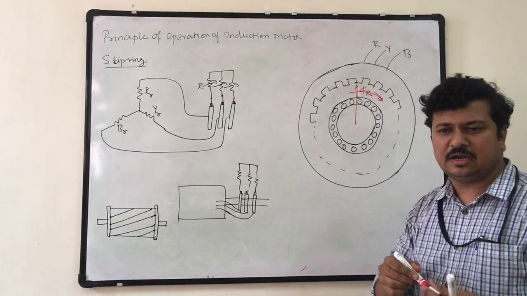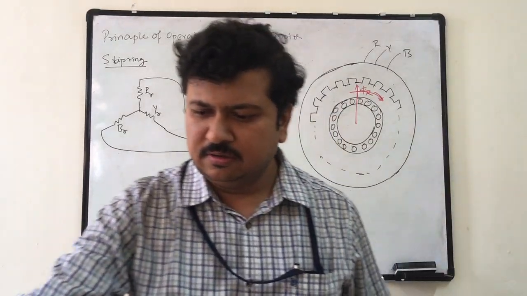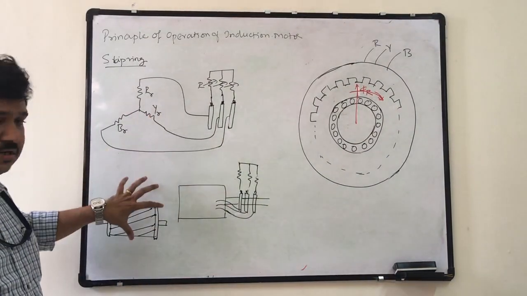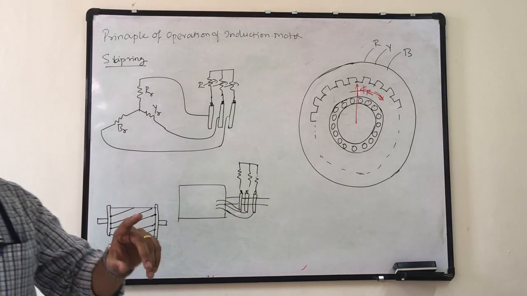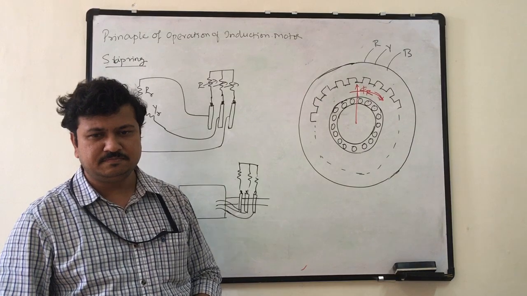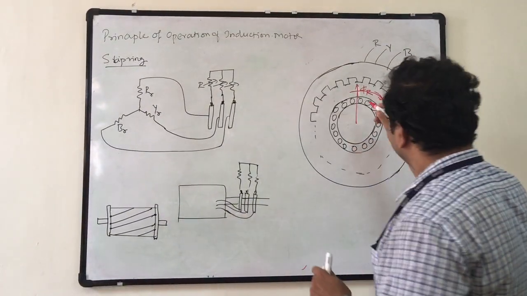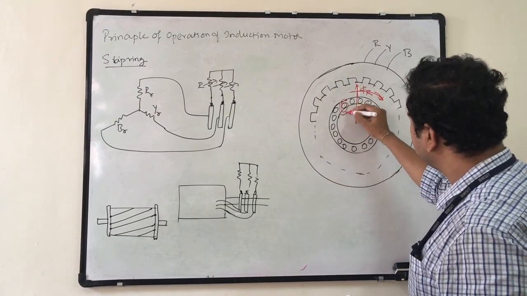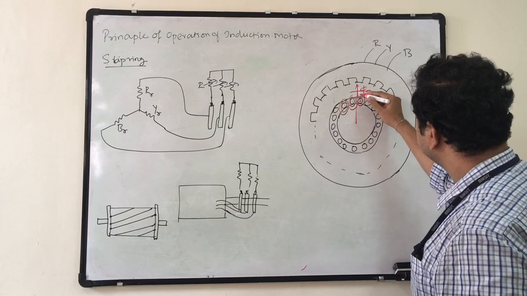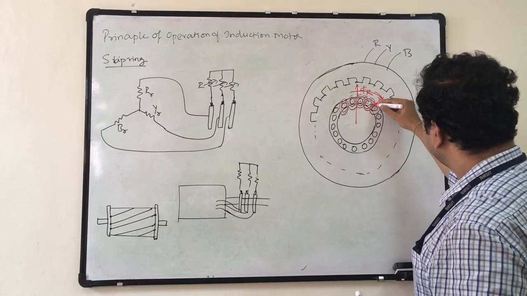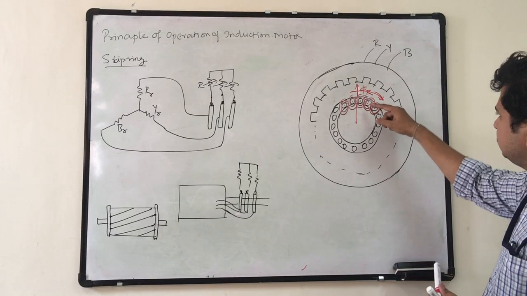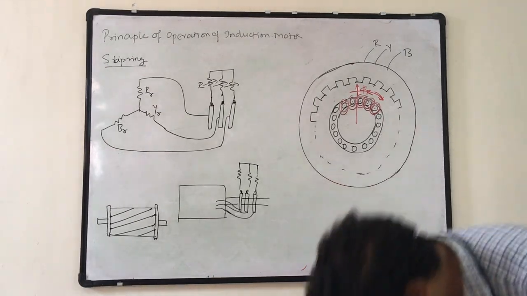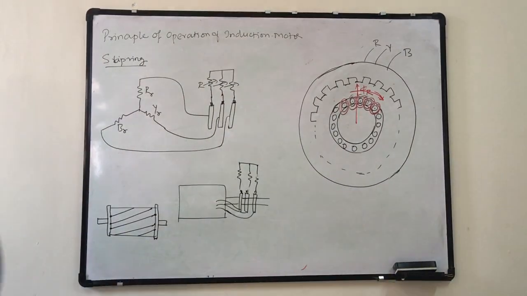Therefore, the moment a conductor cuts the flux, an EMF is induced in it, and as the rotor construction is short circuited on itself, it starts circulating current in the rotor conductors. Now each conductor is also creating flux. Now these two fluxes will interact: the rotating magnetic field, that is the rotating flux, and the flux created by the rotor conductors.